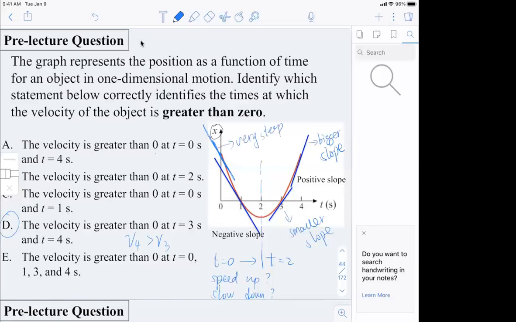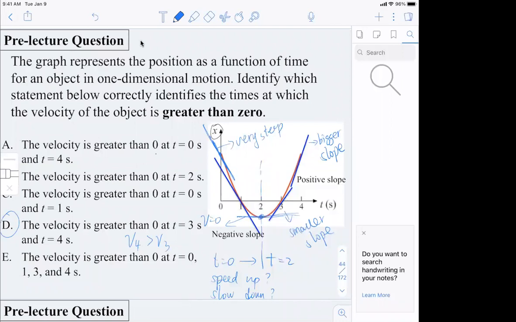Here is a little less, and you can see at point 2, I want to draw a tangential line. It will be a flat line. So you will indicate the speed here right at t equals 2 is how much? Zero. It's a zero slope. So yes, the object is slowing down.